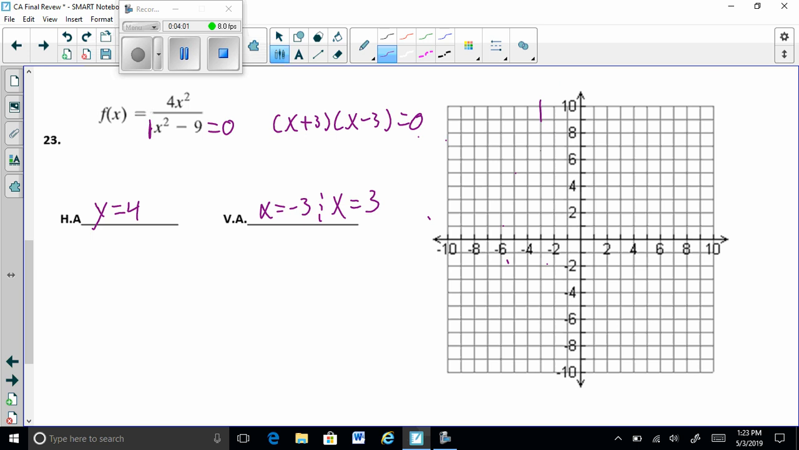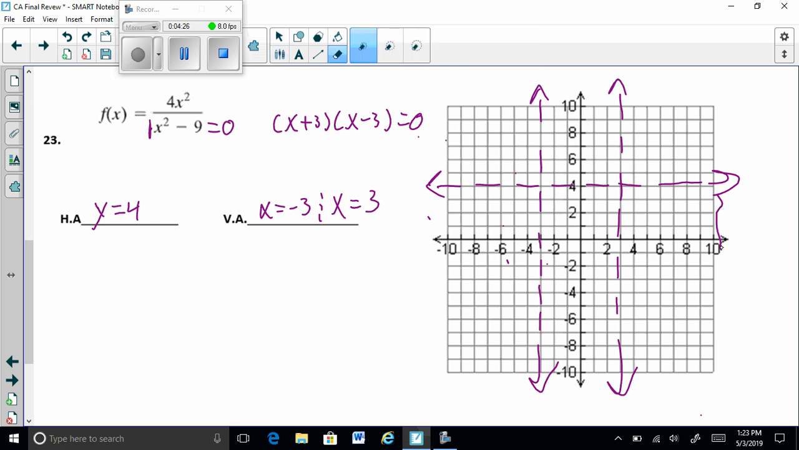So we'll go ahead and draw those. And then the y equals 4. There we go. All right, so something I'll point out that makes this one a little bit easier is that it is an even function. We are dealing with an even function.